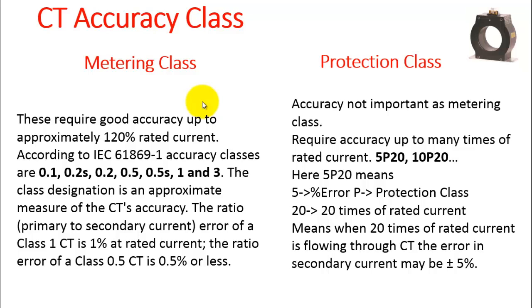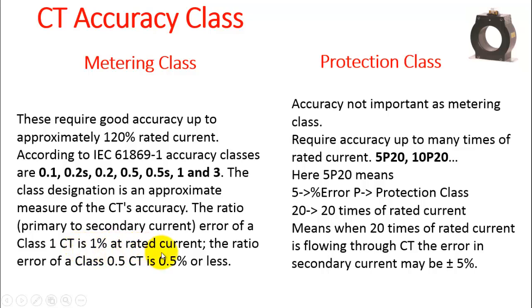So in metering class, according to IEC standard, the accuracy classes are 0.1, 0.2, 0.5, 1 and 3. So what does this class mean? The class designation is an approximate measure of CT's accuracy. The ratio, which is primary to secondary current ratio, error of class 1 CT is 1% at rated current.